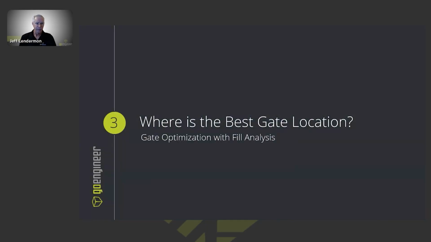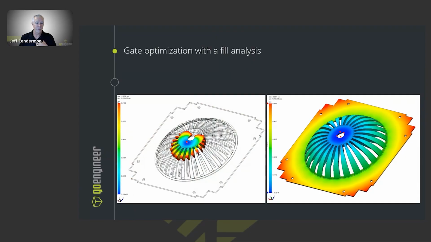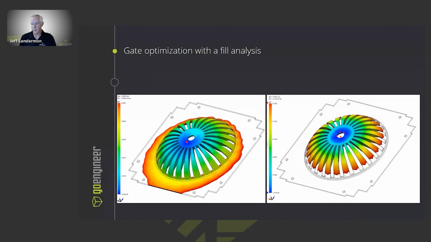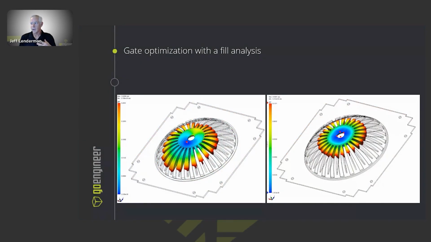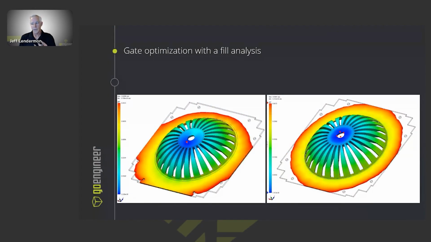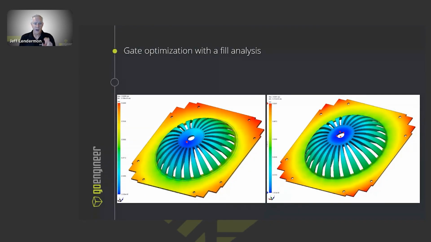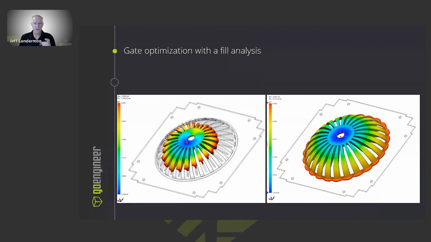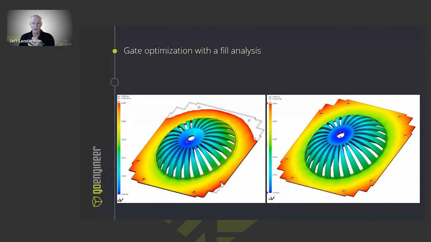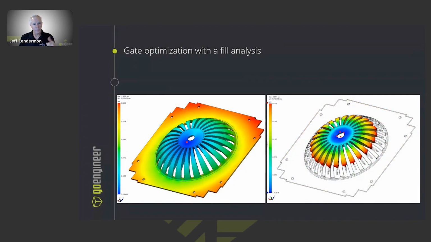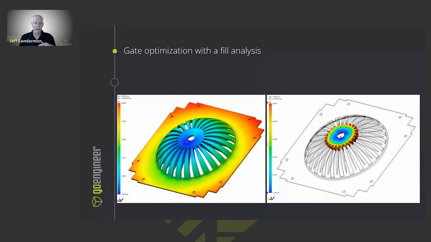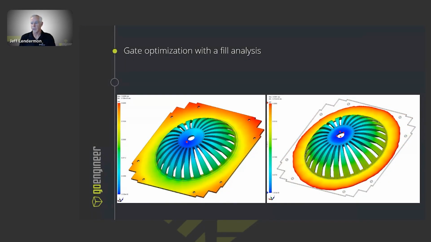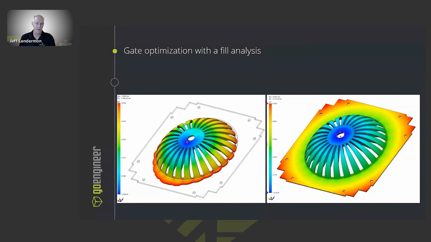So our next step: where's my best gate location? We're going to look at gate optimization with the filling analysis. Our animation on the left is the one that we just finished, and the animation on the right is if I move the gate to the center. I can also add additional gate locations around there. We could consider this a direct sprue down to this area, and the sprue and gate can be clipped off around the round hole. And we can notice that we have a more balanced fill, right?